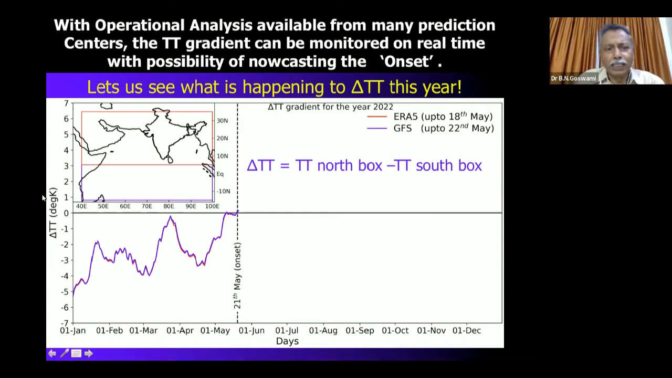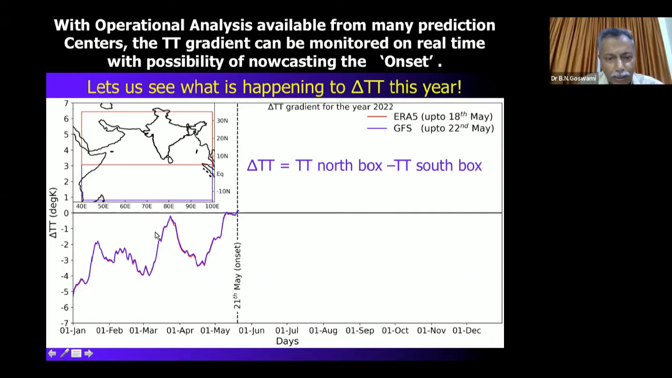So let us then move forward. With this model, you can actually monitor this onset on a sort of real time basis, because today the operational analysis is available almost in real time, and you can monitor it. In fact, we have been doing that for this year's monsoon, and my colleagues have just plotted what is happening to the tropospheric temperature this year. And this is the tropospheric temperature gradient between these 2 boxes as defined earlier. And from 2 different analyses, ERA 5 analysis and GFS, this is NCEP, and this is from ERA.